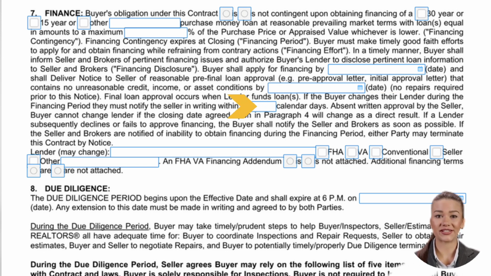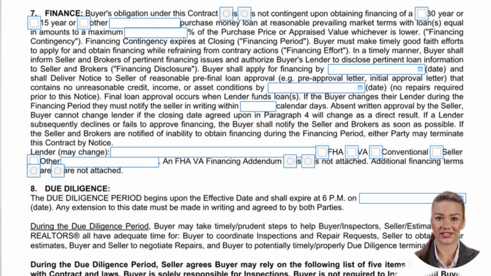If the buyer changes their lender during the financing period, they must notify the seller in writing within a specific number of calendar days. If the closing date agreed upon in paragraph 4 will change, as a direct result of changing the lender, written approval by the seller is required. If a lender declines or fails to approve financing, the buyer shall notify the seller and brokers immediately, and either party may terminate this contract by notice.